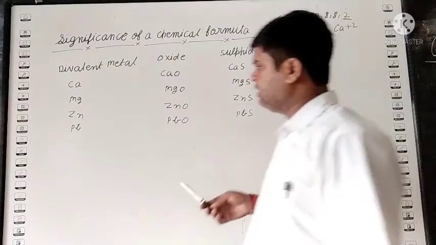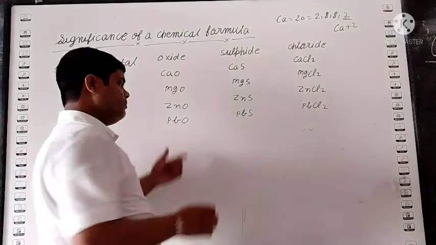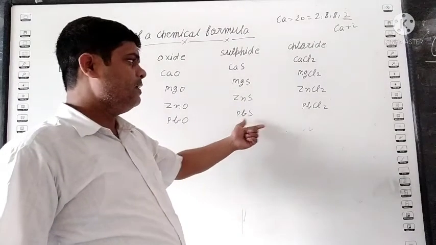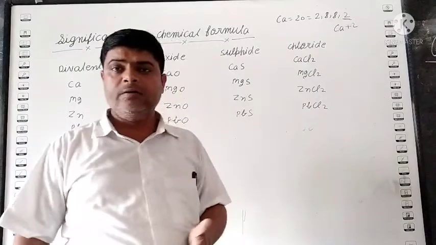Clear? Similarly, lead attached with oxygen forms lead oxide, attached with sulfur forms lead sulfide, and attached with chlorine forms lead chloride. Okay, student?